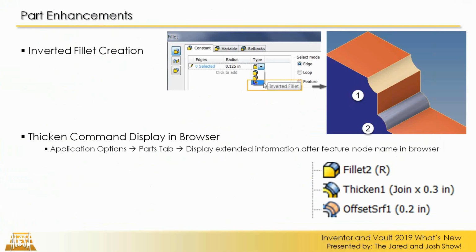New type of fillet creation. So we have the option to do an inverted fillet. And you'll see that little type drop-down menu there where we have that new option to do an inverted or regular fillet. And if you guys had the option turned on to display extended information in your browser, that's on the Parts tab of your application options, the thicken command now updates and shows correctly.